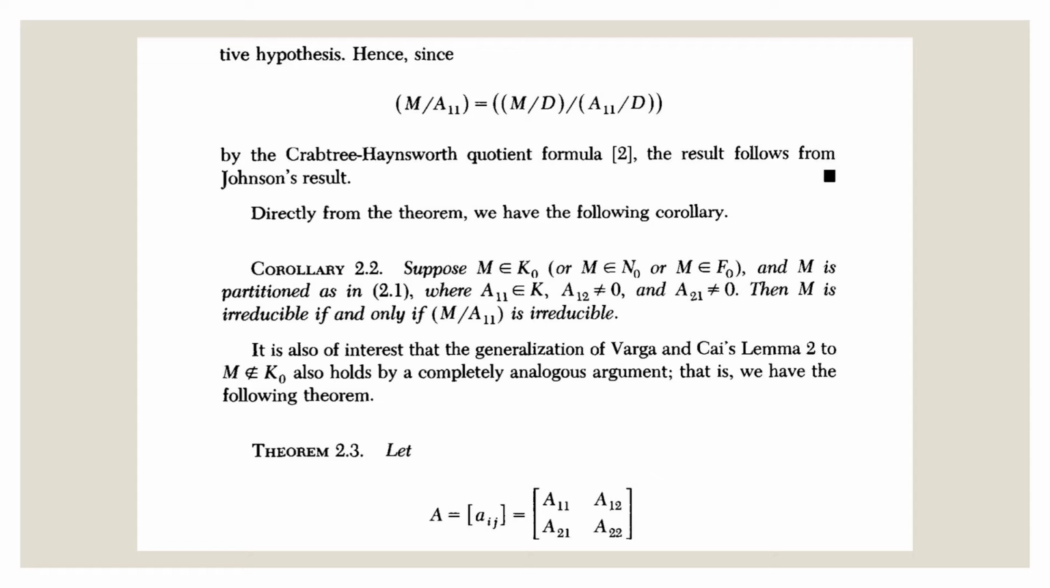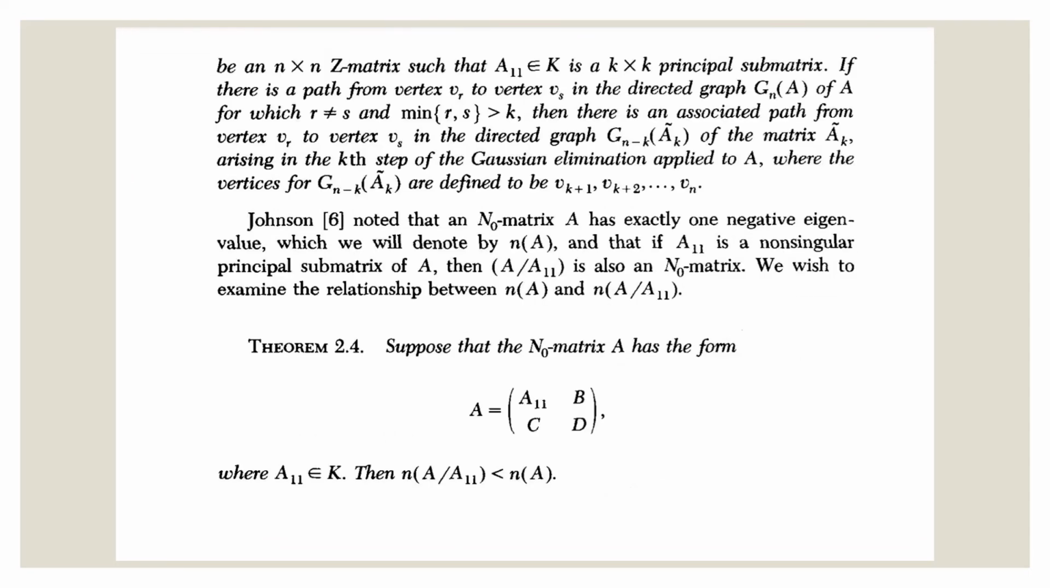It is also of interest that the generalization of Varga and Kai's lemma to M not equal to K naught also holds by a complete analog argument. That is, we have the following theorem. Theorem 2.3. Let A = [A11 A12; A21 A22] be an n×n Z-matrix such that A11 is a k×k principal submatrix.